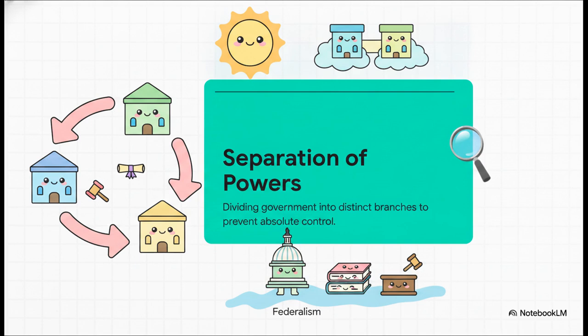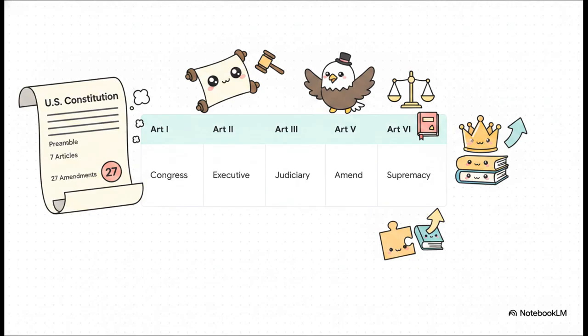Bicameral just means Congress is split into two separate houses, the Senate and the House of Representatives, which was intentionally designed to slow down the lawmaking process. Together with the rule of law and an independent judiciary, these principles are exactly what keep the entire structure so remarkably stable. So, how is it all organized?